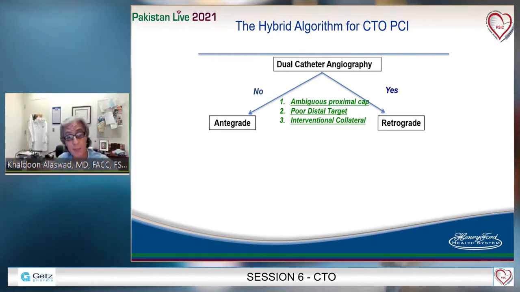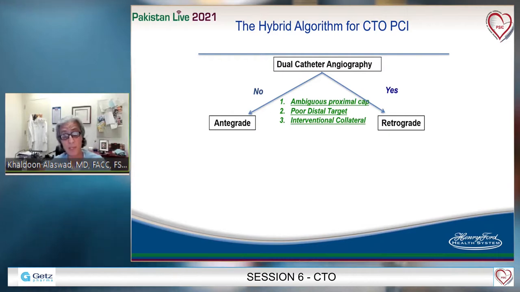So in the hybrid algorithm, you do these two angiograms, like bilateral simultaneous angiography, and you look for the proximal cap, you look for the distal target, and you look for whether there are interventional collaterals. What we call interventional collaterals is collaterals you can cross, not collaterals Dr. Tuchikani can cross. You can cross. That way you call them interventional collaterals.